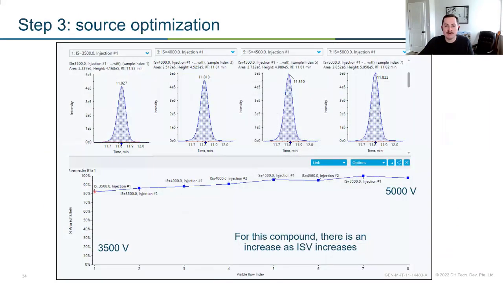Here's an example of what that looks like. I have ivermectin here, and I have different ion spray voltages. I'm starting at 3,500 down here, and I'm moving up to 5,000. And what we see is an increase in area as we increase that voltage.